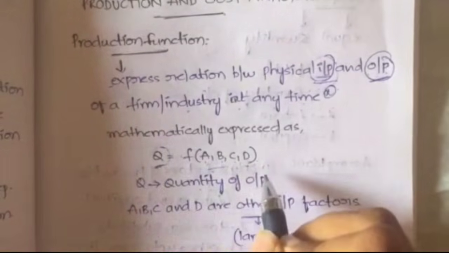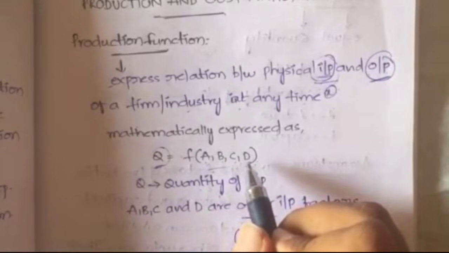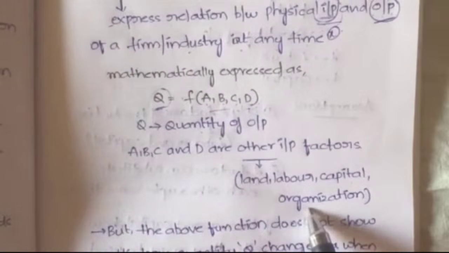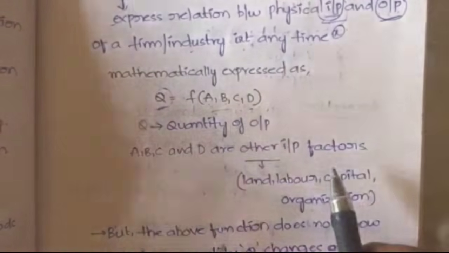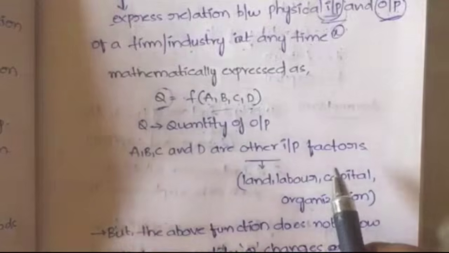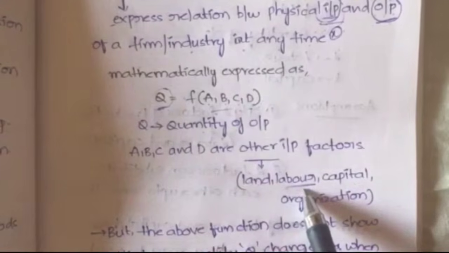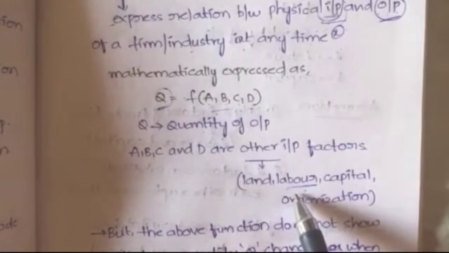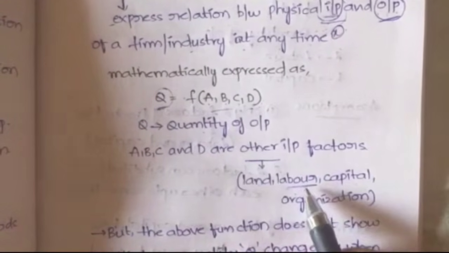Okay, quantity of output. And A, B, C, D are, as I already said, the input factors like land, labor, capital, organization. Okay, land, that amount of land that you are using for that particular industry, whether you are using 2 acres of land or 1 acre of land or 5 acres of land, that amount of land, and also labor, how much labor you are using, whether you are using 100 members per day or 200 members per day, like that. What is the amount of labor that you are using, what is the amount of wage that you are giving to your labor, and all those things.